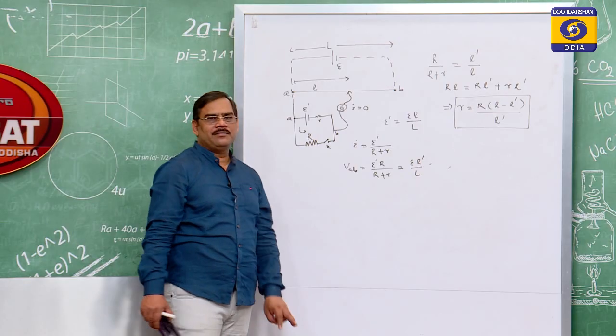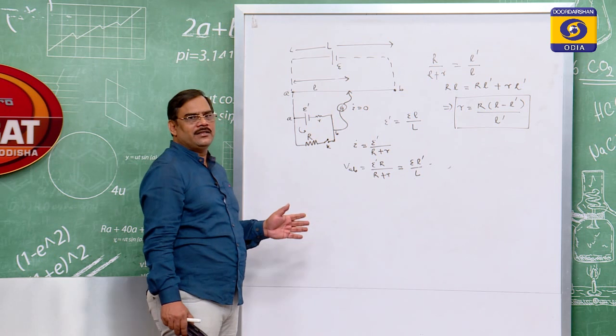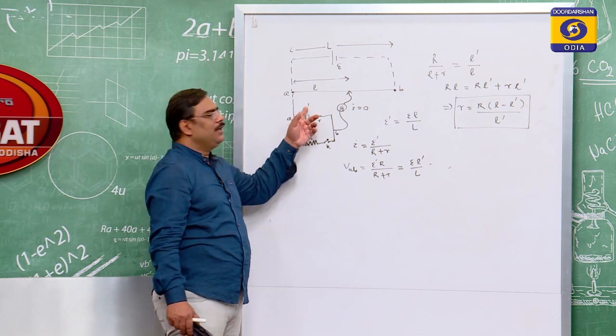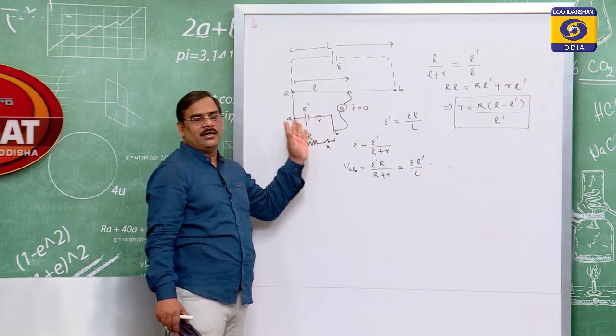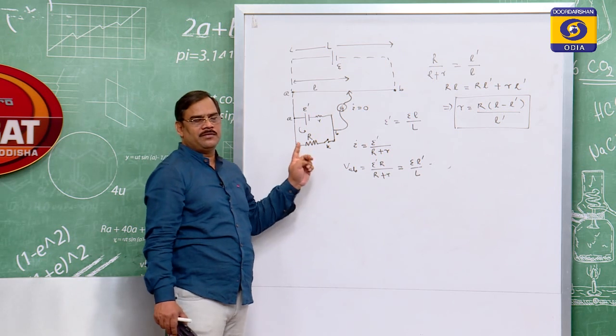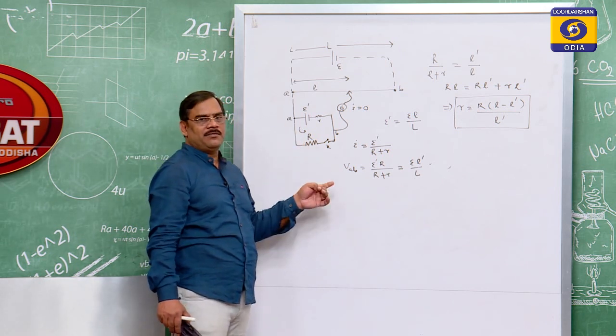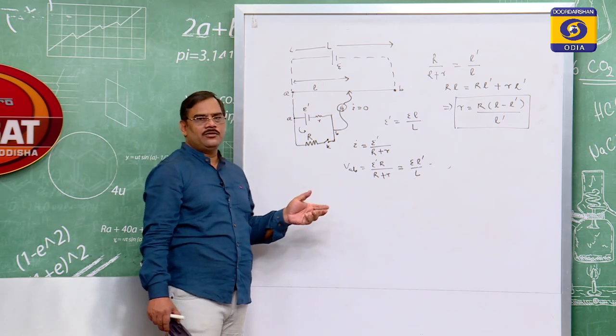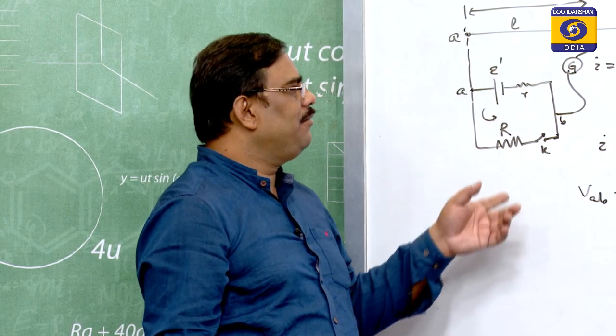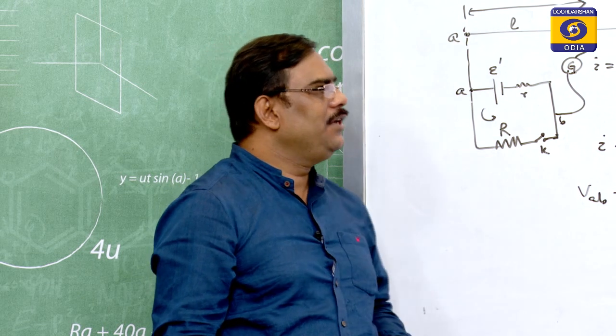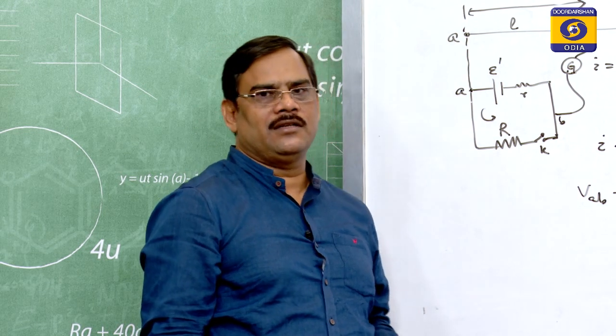So, in this way we have seen the potentiometer has 3 types of application. It can be used to find the accurate potential between 2 points of a circuit, number 1. Number 2, it can be used to find out the EMF of a battery. It can be used to compare the EMF of several batteries, and also it can be used to find the internal resistance of a battery.